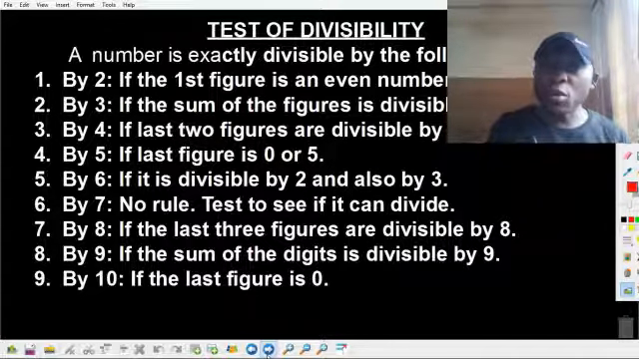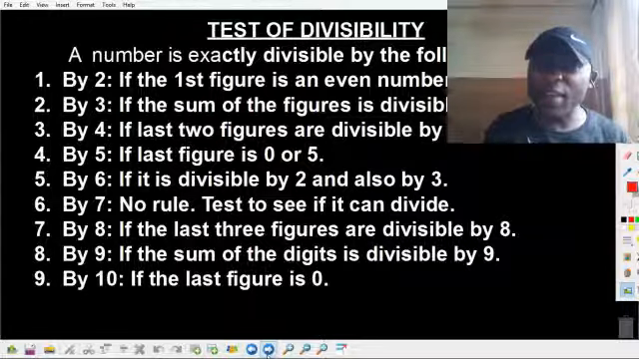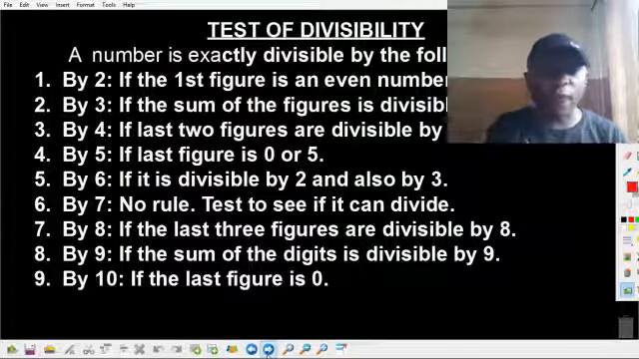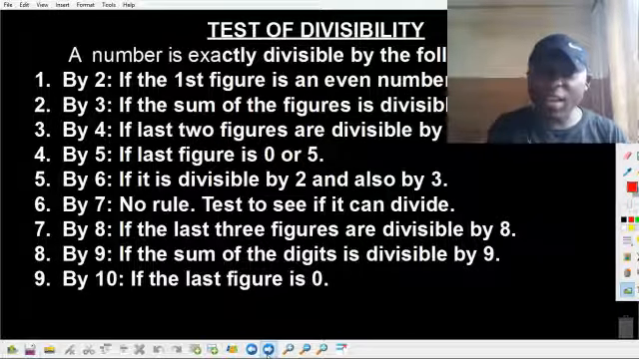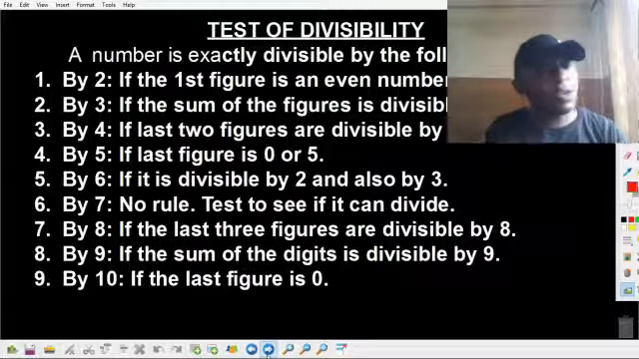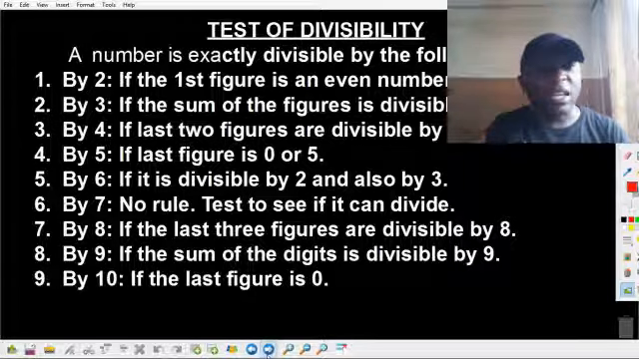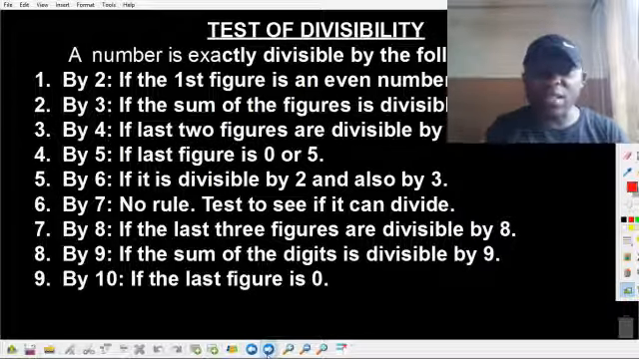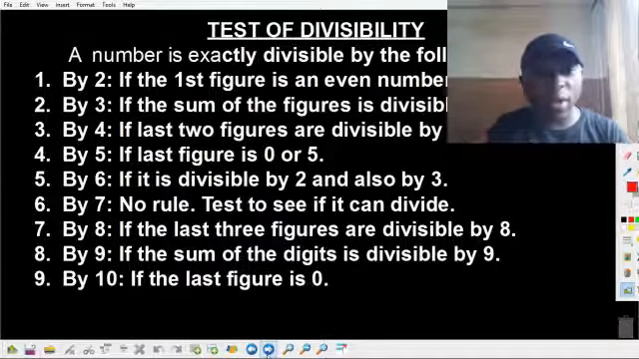If they are going to use 4, they should consider if the last 2 figures are divisible by 4. If they are going to divide a whole number using 5, then let them consider if the last figure is 0 or 5. Now if they are going to divide a whole number by using 6, then let them consider if it is divisible by 2 and also by 3.